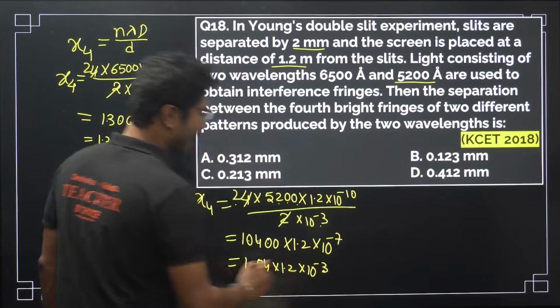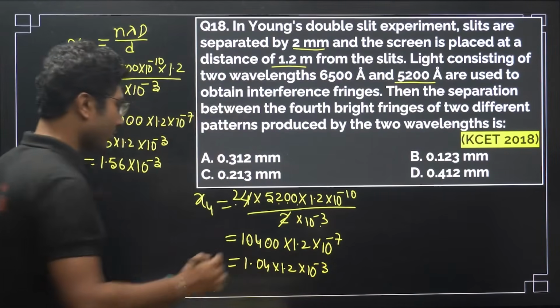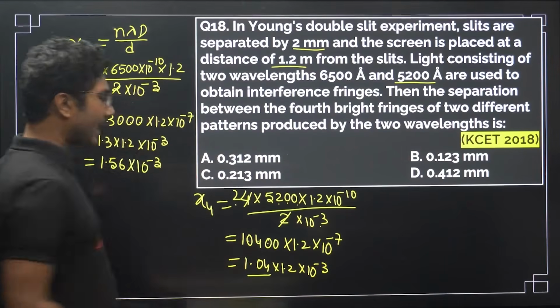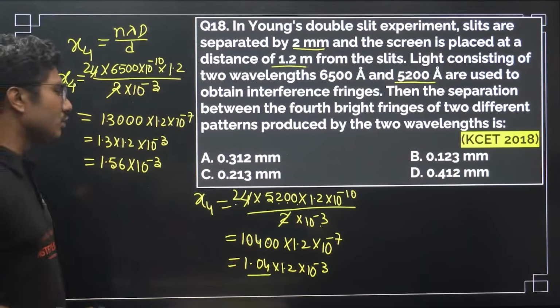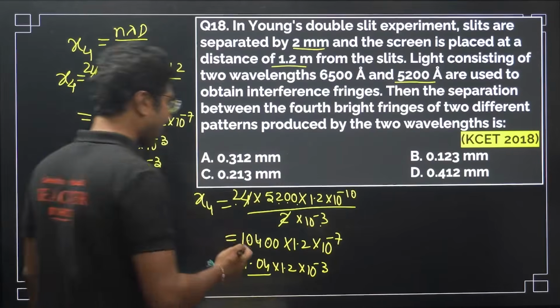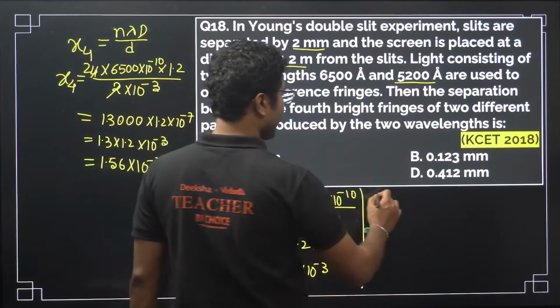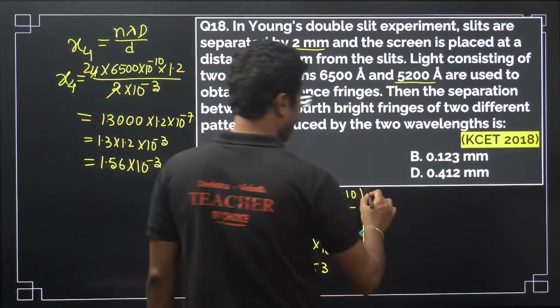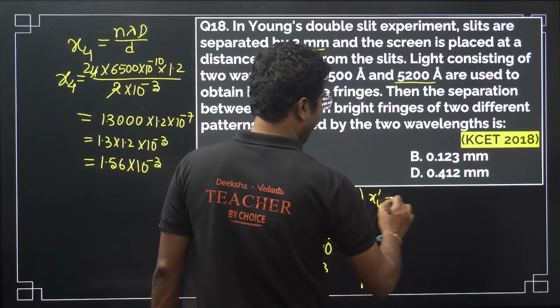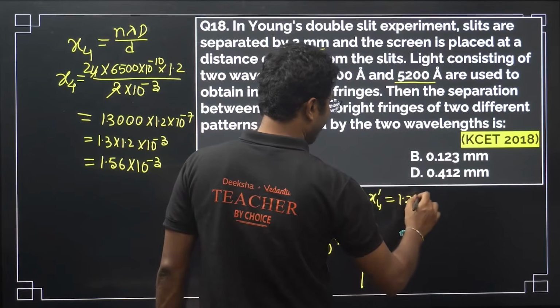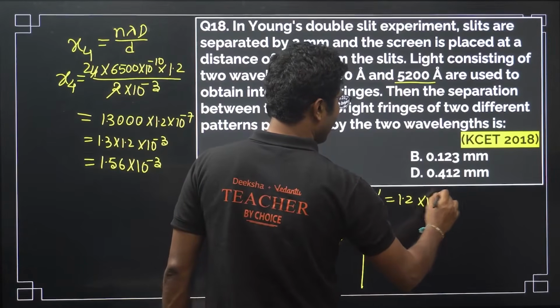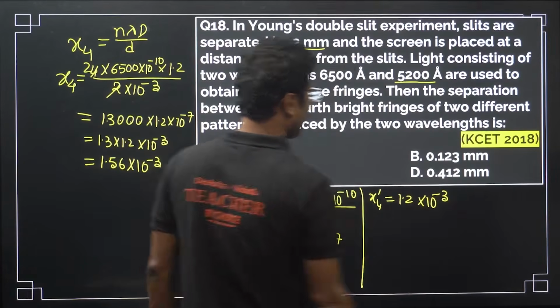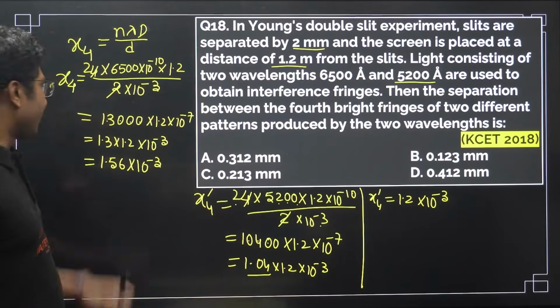Now this can be approximated, a very small approximation, that we can assume that 1.04 is very close to 1. So this is an approximation method. From here we can approximate x4 dash to be 1.2 into 10 to the power of minus 3.